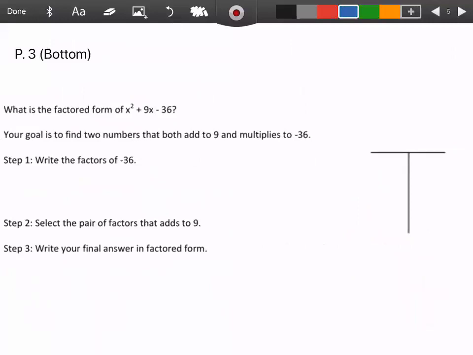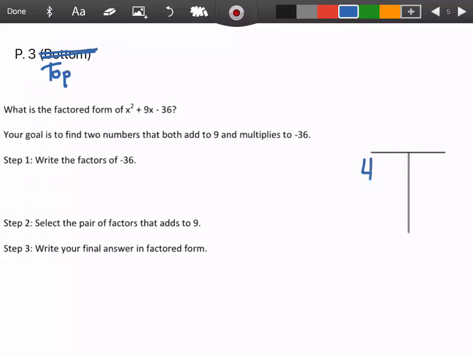All right, so page 3, the bottom of page 3, this is actually the top. So actually, let's do the top of page 3. You'll do the bottom on your own. So the top of page 3, we have x squared plus 9x minus 36. So again, come up with numbers that multiply to negative 36.